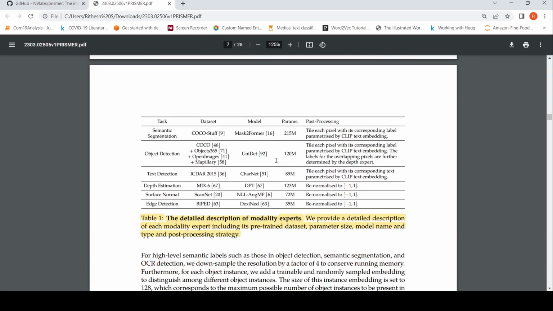So these are the details of the modality experts. I'll not go into it. For example, for semantic segmentation, they use MaskFormer. For object detection, they use UniDet. So these are the parameters of the backbone and the modality experts.